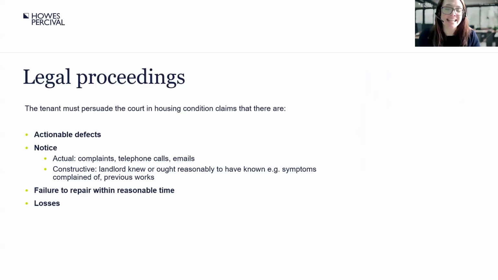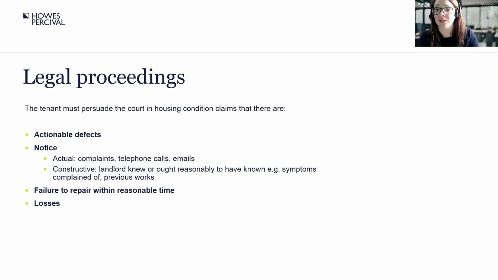Legal proceedings. Once your complaints procedure and the pre-action protocol has run its course, if the dispute has not been settled, then the claimant may take the natural next step, which is to issue court proceedings. And in a case for disrepair, there are 4 points on which the tenant must persuade the court.